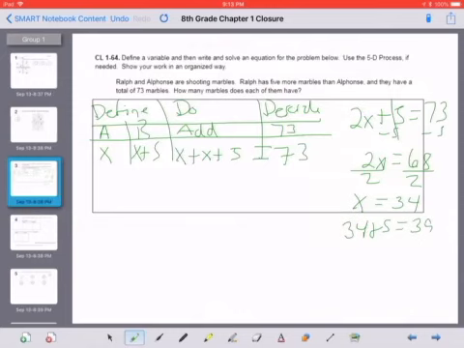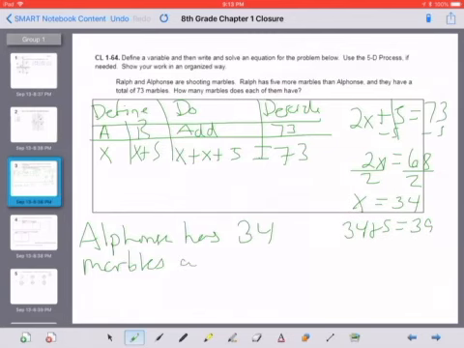So we'd write it in a sentence. So Alfonsi has 34 marbles, and Ralph has 39 marbles.